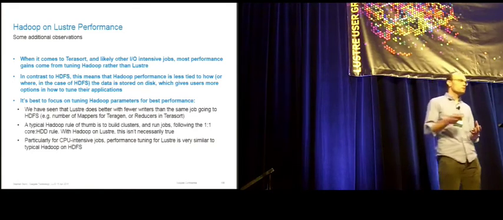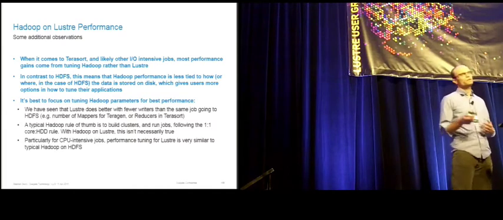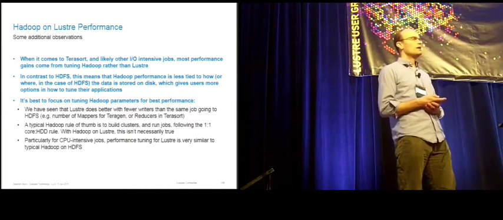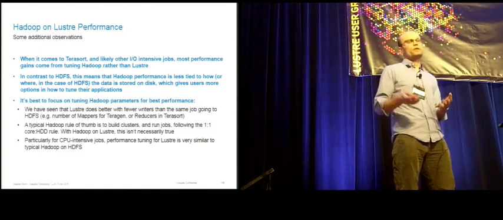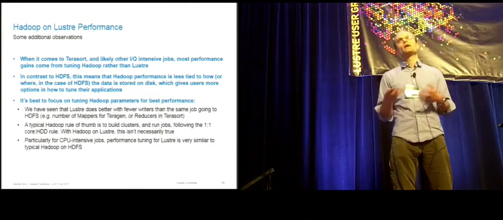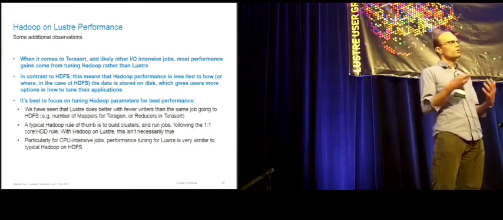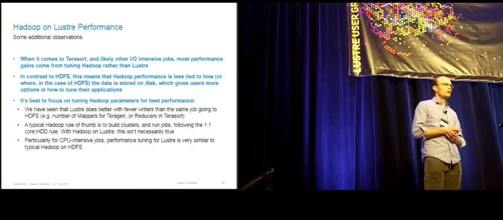We have seen that Lustre does better with fewer writers than a similar job with HDFS. So in this cluster, we have 216 cores. We found that we wouldn't want to run with the full number of reducers that we could actually support with the number of cores when writing to Lustre. On HDFS, we'd actually get better performance with more reducers. So slightly fewer writers works better.